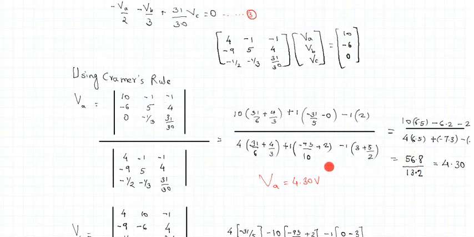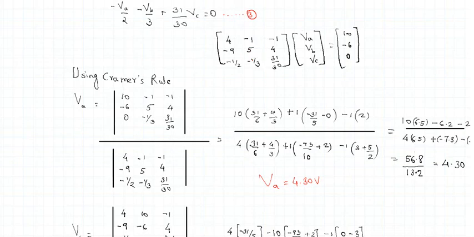How do you find VB now? How do you find the next variable VB? For VB, you take the matrix again, but this time replace the middle column by the constants 10, minus 6 and 0. Keep the rest of the matrix elements as it is. So I am going to replace this middle column by 10, minus 6 and 0.